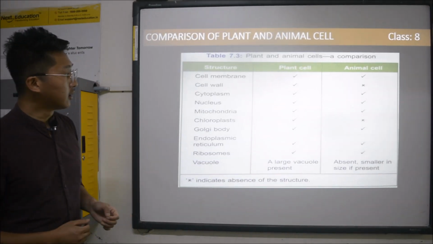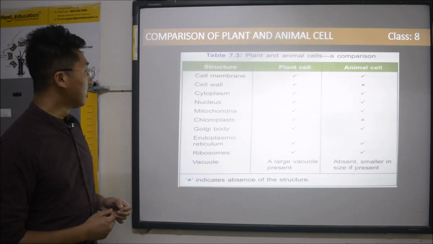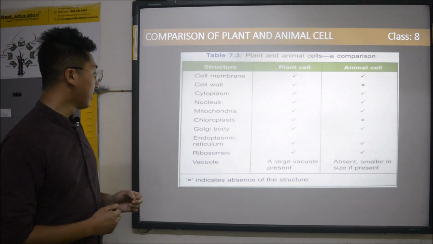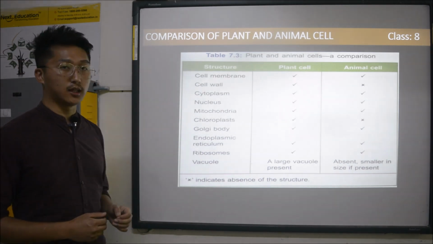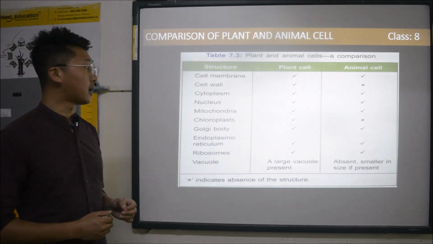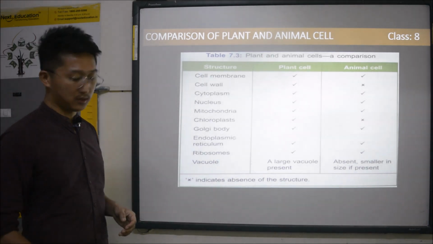So that means we can say that in the animal cell, the cell wall and chloroplast are absent, but they are present in the plant cell. So this was the comparison between the plant cell and the animal cell.